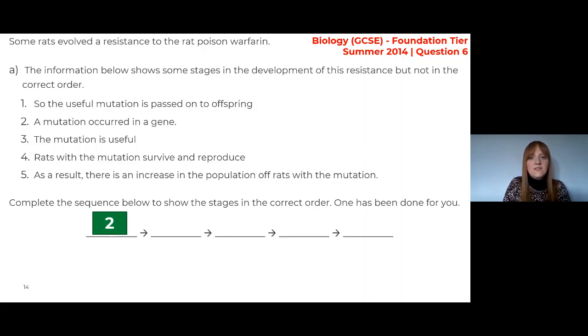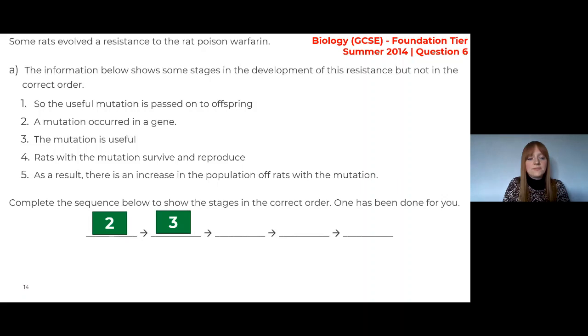But what is the rest of the order? I'll give you just a minute to have a little think. What order would you place these in? So stage 2, a mutation occurred in a gene. What's next? Step 3 was next. You're correct.